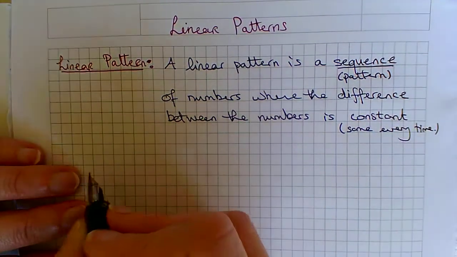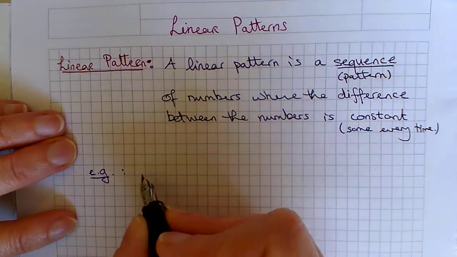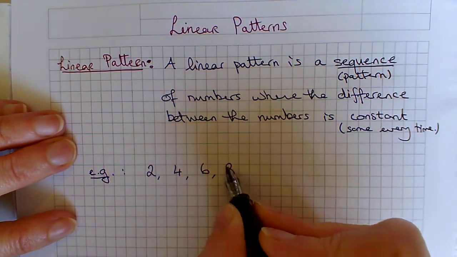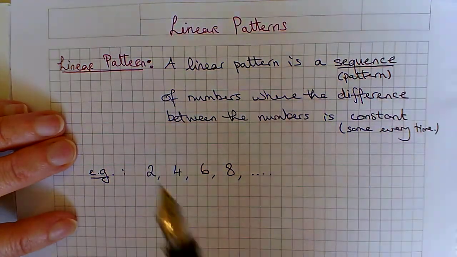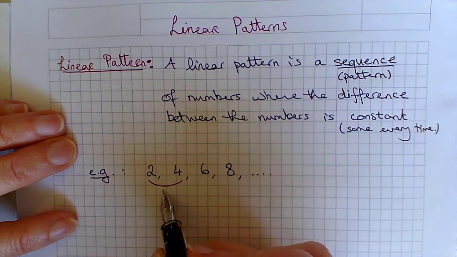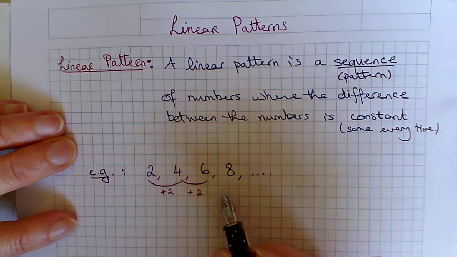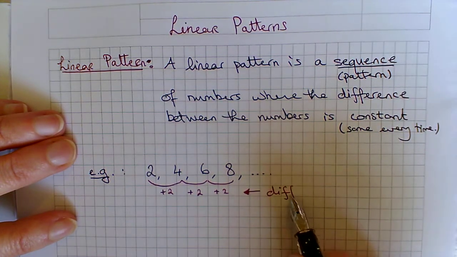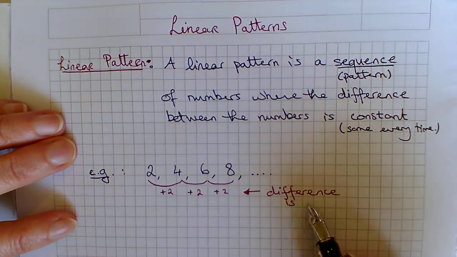Let's look at an example of something that would be a linear pattern. So for example, 2, 4, 6, 8. What's happening here in this pattern? To go from 2 to 4, I add 2. To go from 4 to 6, I add 2. To go from 6 to 8, I add 2. So the difference between the numbers is the same every time. The difference is the same.